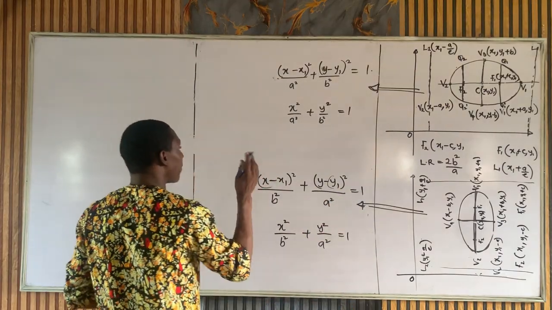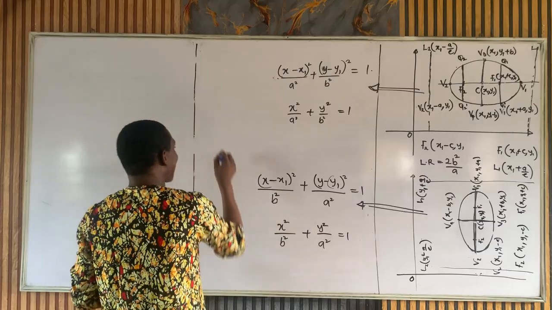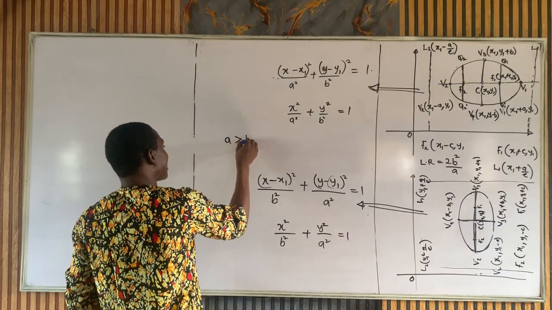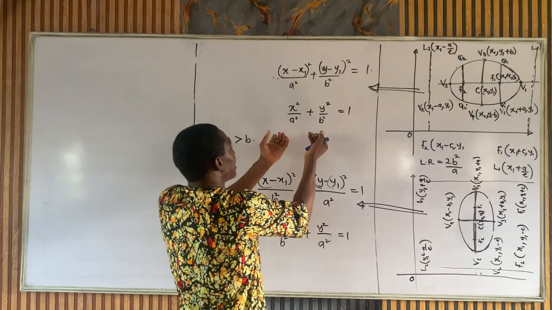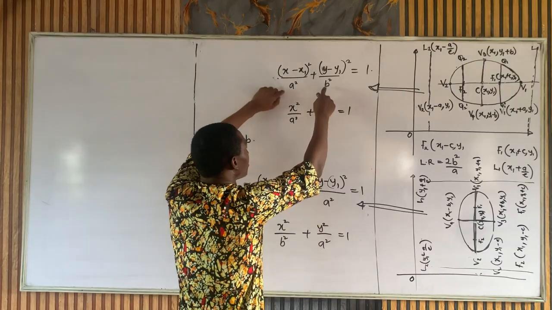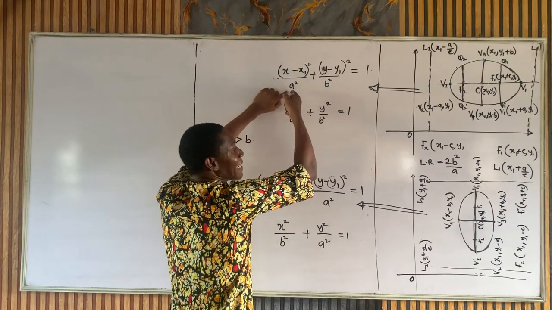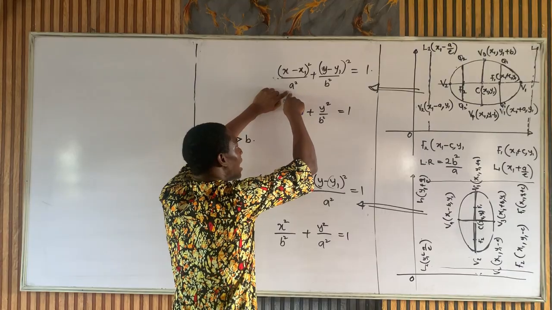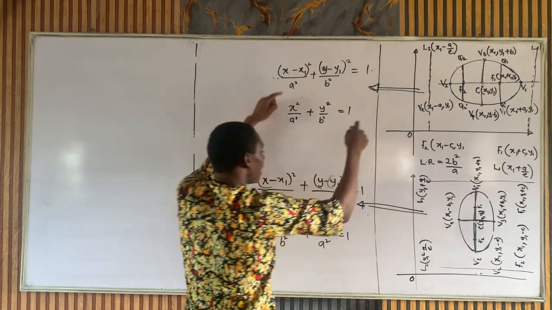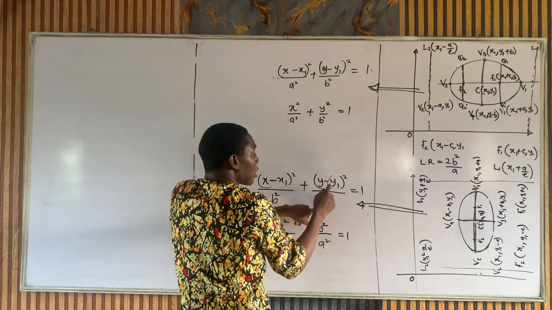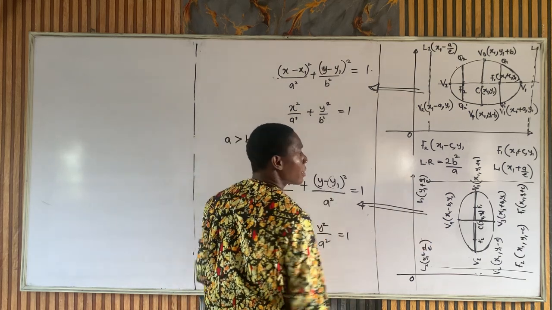Well, it's important to know for an ellipse that A is always greater than B. So if you look at the denominators of your equation, if the greater value A is under x, it's of this very first form. If the greater value, which is still your A, is under y, it's of this second form.